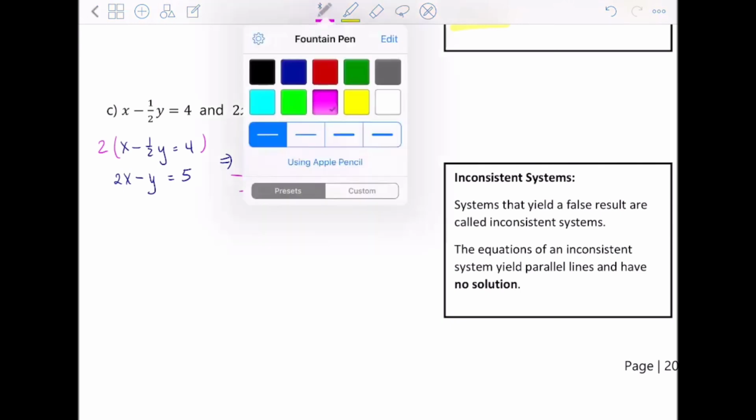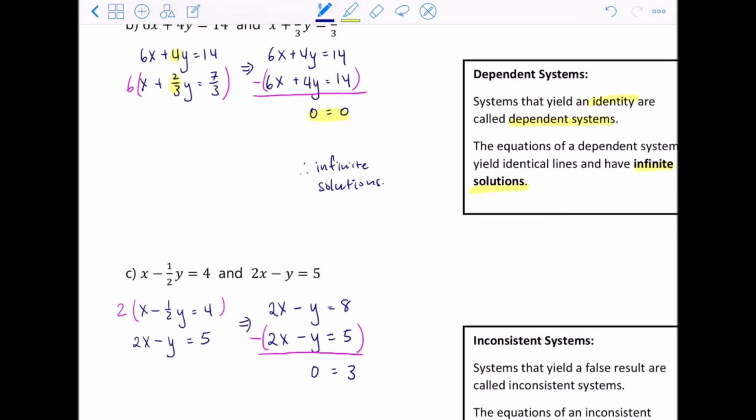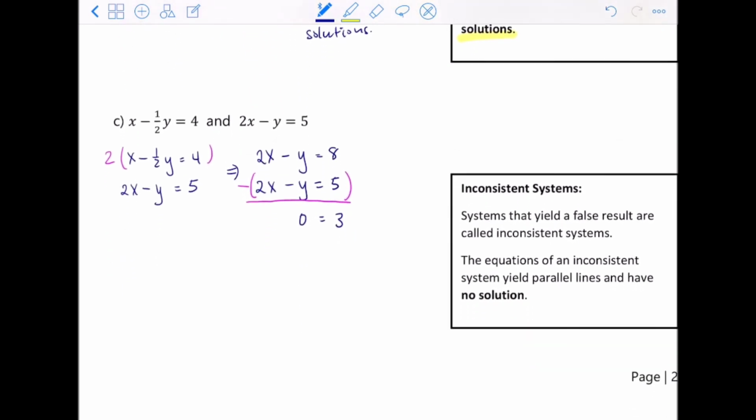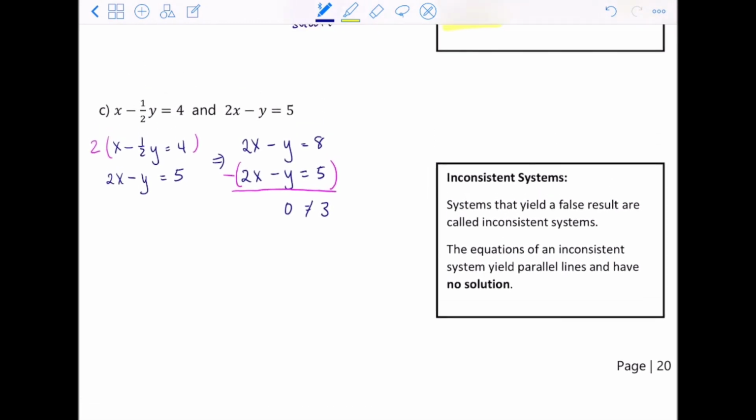So if we do that, we're left with 2x minus 2x is 0. Negative y minus negative y is also 0. Okay, that's weird. And this equals 8 minus 5, which is 3. This is different from the previous part, part B, because this is not true. 0 is never equal to 3. So this is not an identity. So if you get a false result like this, then the system is inconsistent. Which means there's no solution to this linear system.